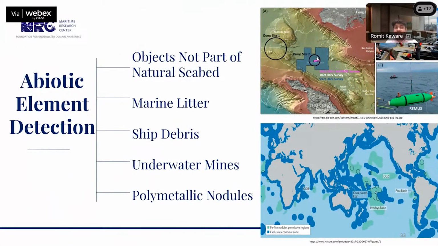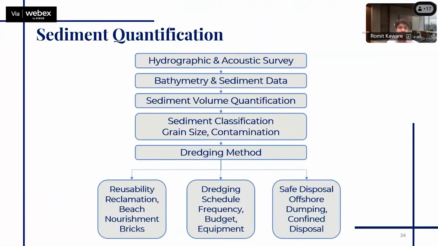Another major application comes in abiotic element detection, where we can use sediment classification techniques like acoustic techniques to look at where the marine litter is, or we can map the ship debris, so that navigation is secured. We can also use this to understand the seabed, so that in cases of, say, underwater mines, we are able to detect the underwater mines through sediment classification. So this abiotic element detection can also be a very crucial application.